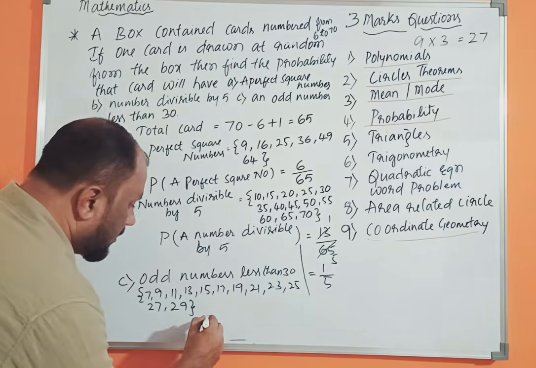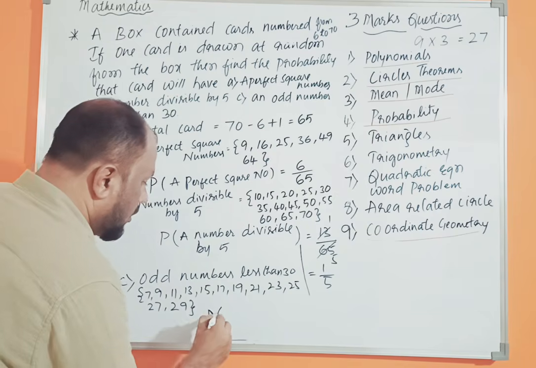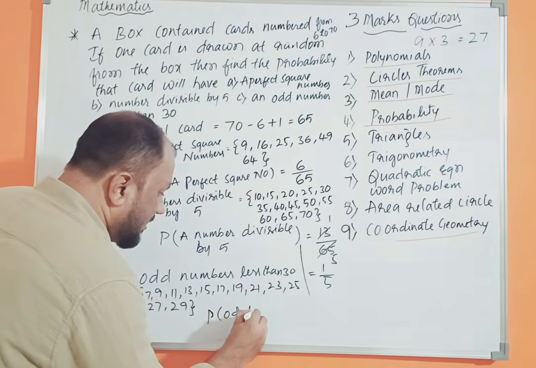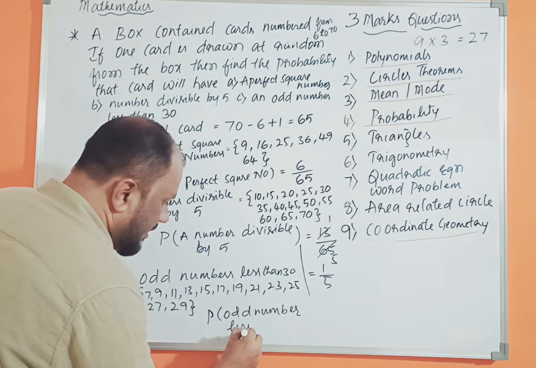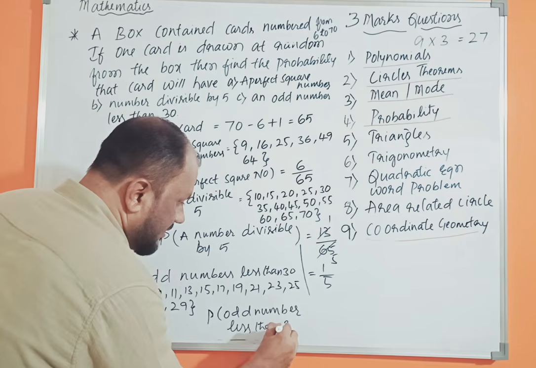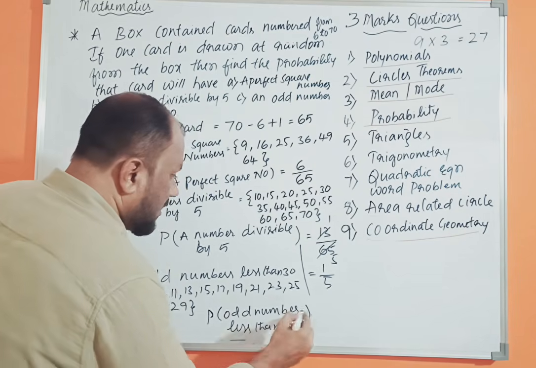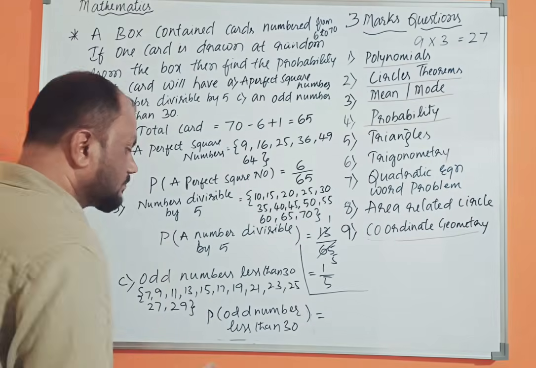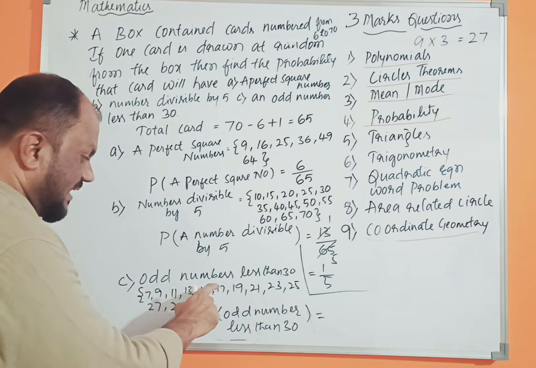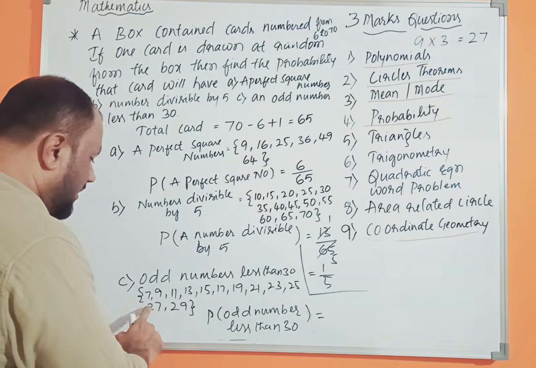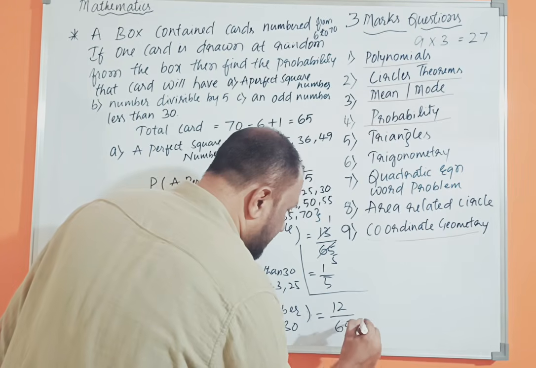So now the answer for an odd number less than 30 is equal to, how many did we count? One more time we will count: 1, 2, 3, 4, 5, 7, 65. This is also not a divisible number.